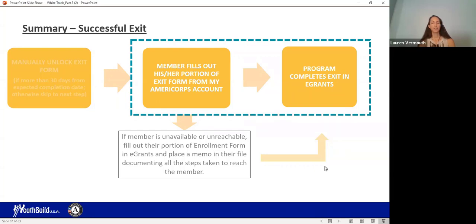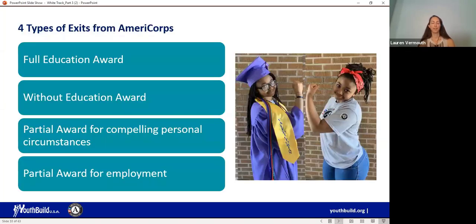For a successful exit, it may be as simple as this. They fill out their part, you fill out your part, and it's done. There's always a chance you may have to manually unlock, but I think it's just going to be as simple as that. So let's look at a situation where there's a little bit more to it.